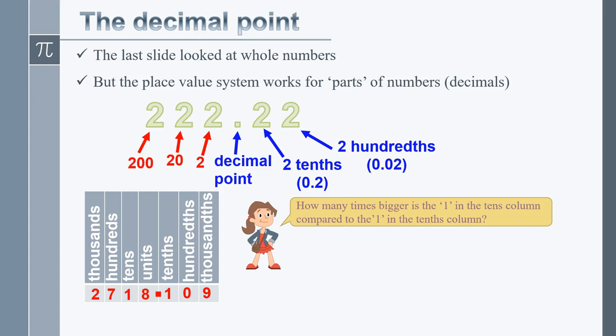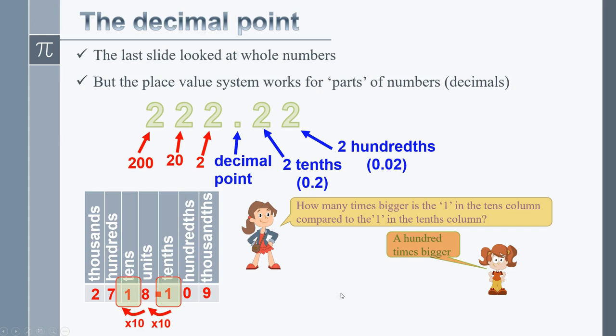And here we go, there's another question. So how many times bigger is the 1 in the tens column compared to the 1 in the tenths column? So we've got a 1 there, we've got a 1 there. Those are both 1s, but they're worth very, very different things. So how many times bigger is this one compared to this one? And clearly if each column is worth 10 times the one next to it, then that one is 10 times bigger than that, and that's 10 times bigger than that. So our one here is 10 times 10, which is 100 times bigger.